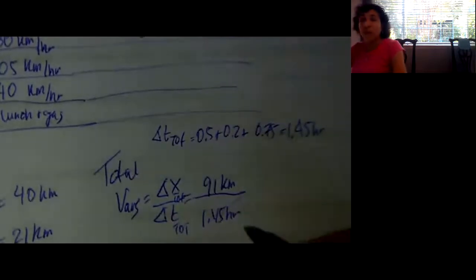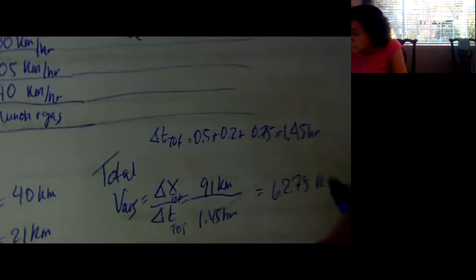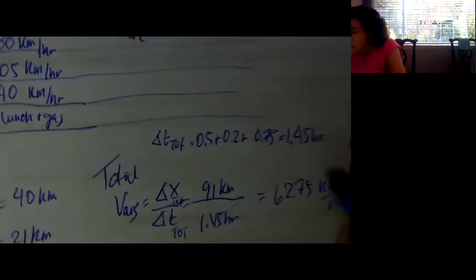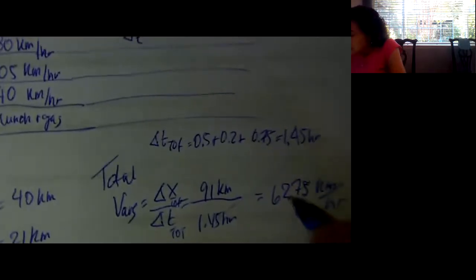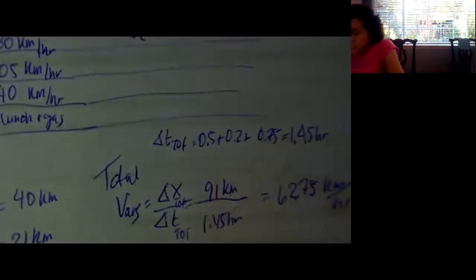91 kilometers over 1.45 hours, I get 62.75 kilometers per hour. Now, I'm not going to be worrying right now with you guys on significant figures. I just want you guys to know how to solve this. Then you can worry about that later.